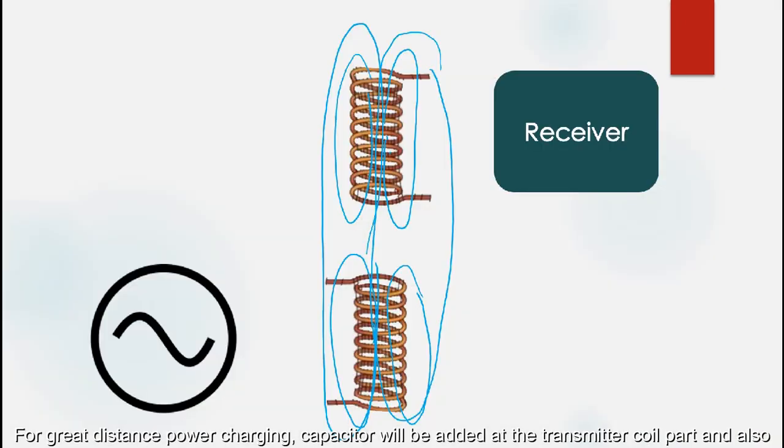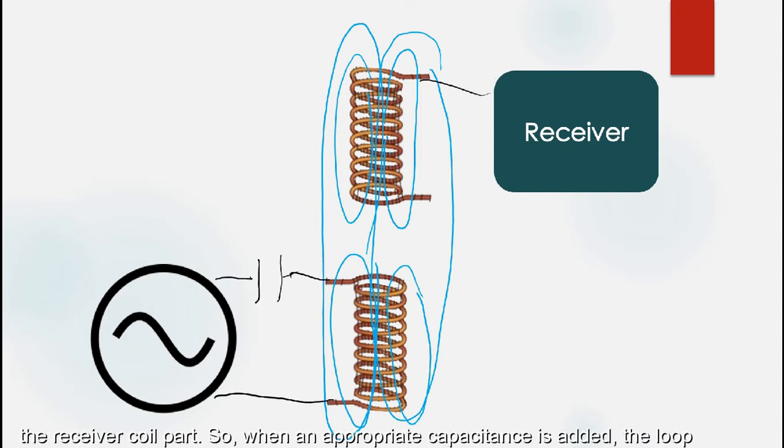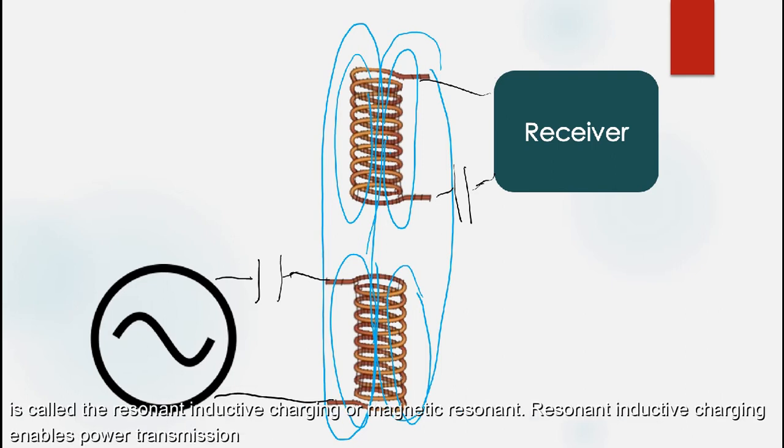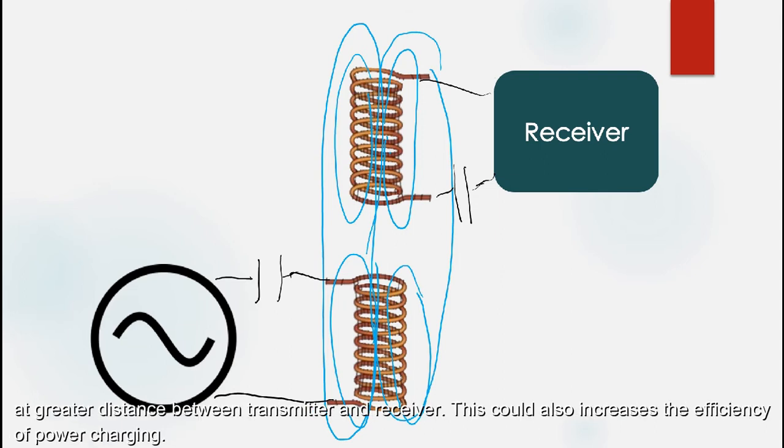For great-distance power charging, a capacitor will be added at the transmitter coil part and also the receiver coil part. When an appropriate capacitance is added, the loops will resonate at the same frequency and the amount of induced current in the receivers will increase. This is called resonant inductive charging or magnetic resonance. Resonant inductive charging enables power transmission at greater distance between transmitter and receiver. This could also increase the efficiency of power charging.